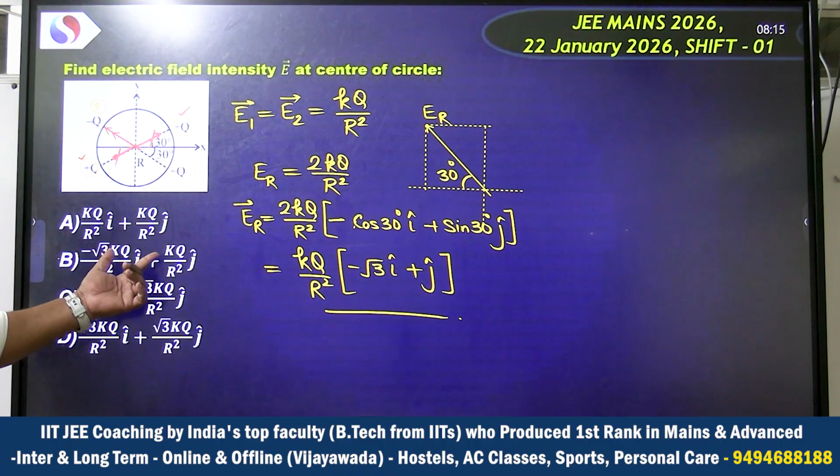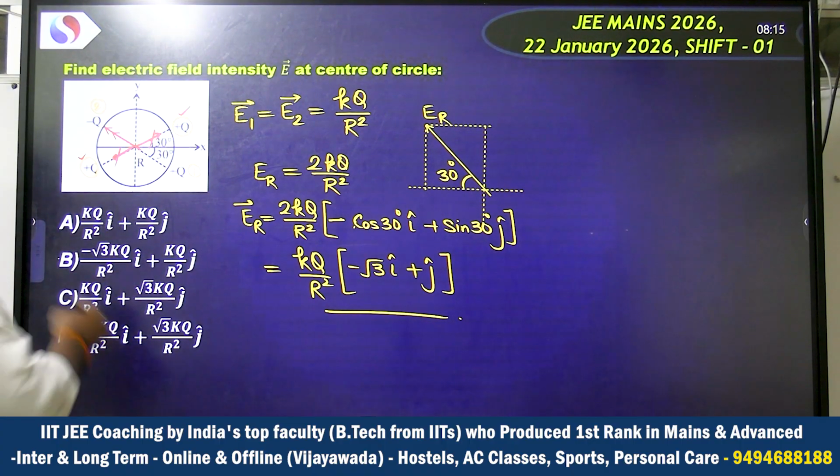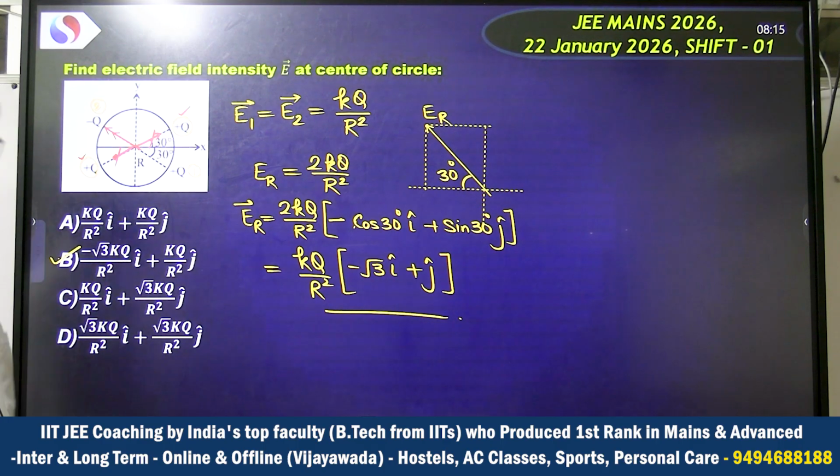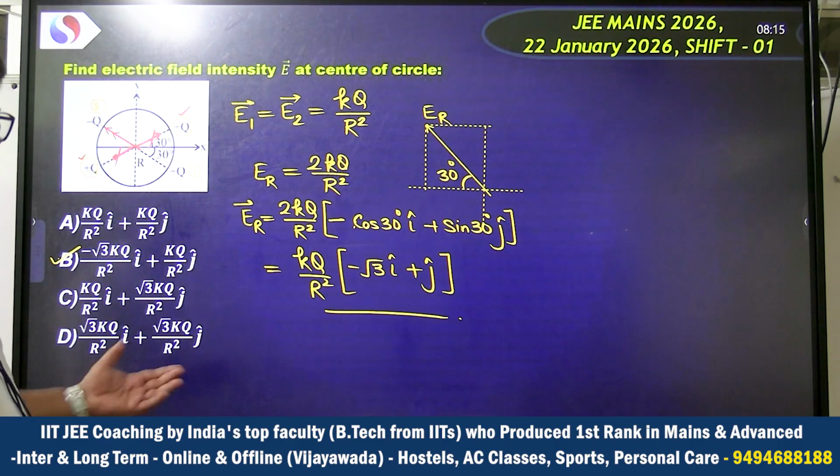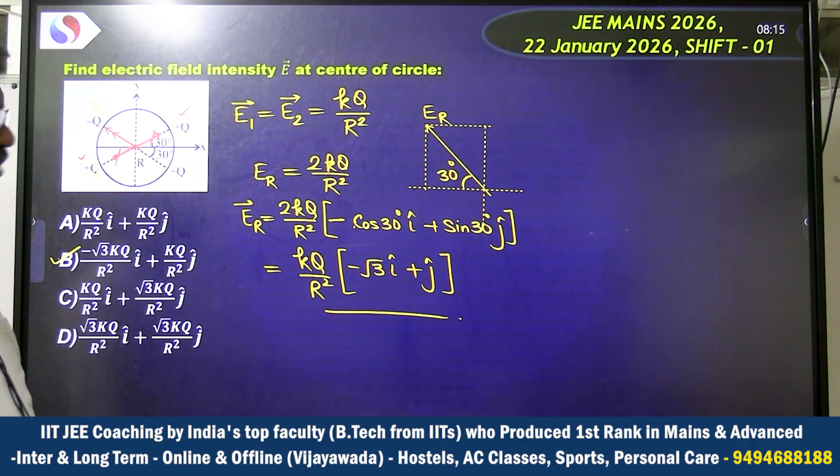If you see the second option, kq by r square is common, and the remaining term is minus root 3 i cap plus j cap. So option B is the correct option for this question. Quite a simple question.